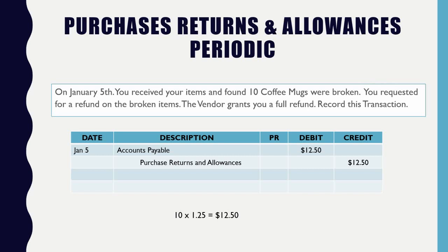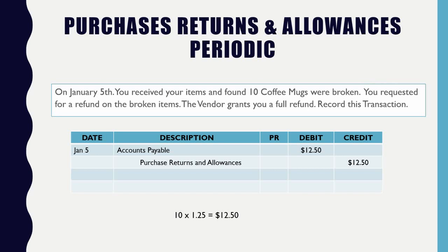So yes, we're going to return the product. So we're going to reduce the amount that we owe, and then we're going to create, once again, another contra account, which is called the purchase returns and allowances. This one's going to go against your main account, which is the purchase expense, because we're decreasing it, right?